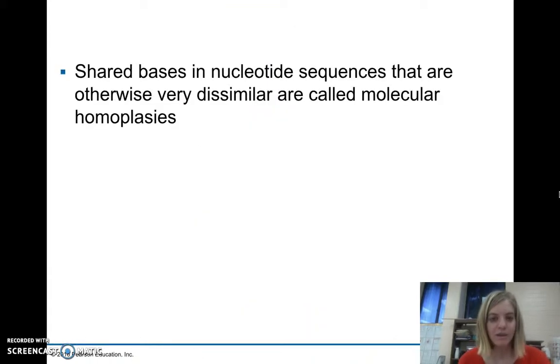If we see shared bases in nucleotide sequences that are otherwise very dissimilar, those are called molecular homoplasies. We don't pay as much attention to them or give them a lot of validity, but it is important to distinguish what's a homoplasy versus what is a legitimate relation.